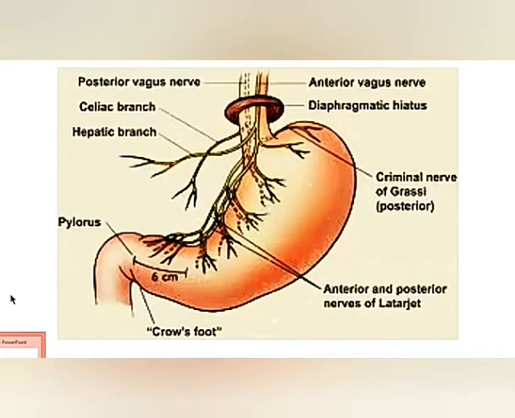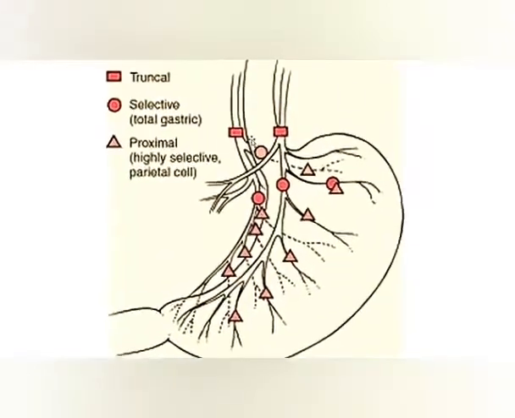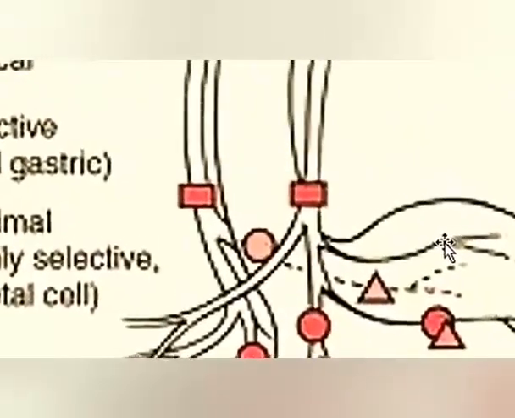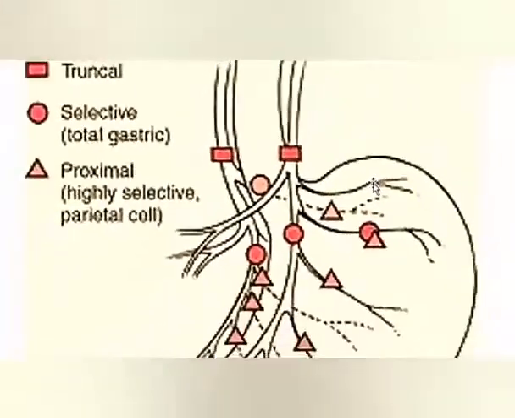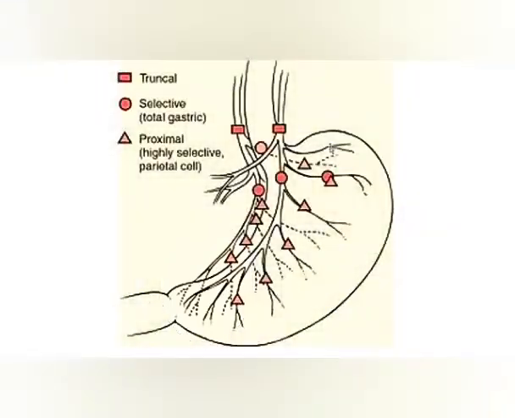There are three types of vagotomy. They are the truncal vagotomy, selective vagotomy, and highly selective vagotomy. You see these horizontal rectangles. These are the truncal vagotomy. The right vagus and the left vagus are cut. But when we do this, the parasympathetic supply to the pylorus and the sphincter is also gone, and the celiac branches are also gone, which results in certain functional problems with dyspepsia.